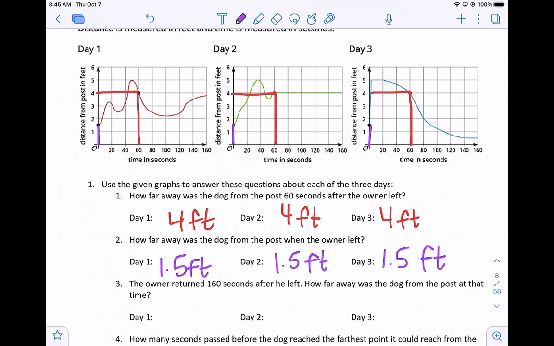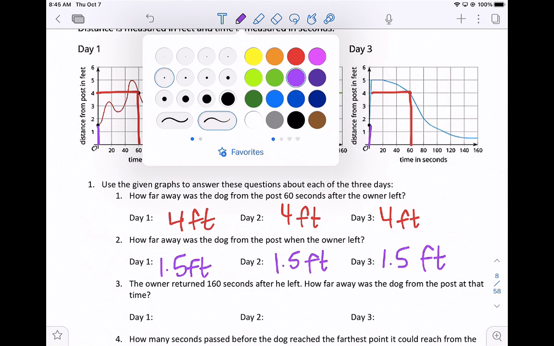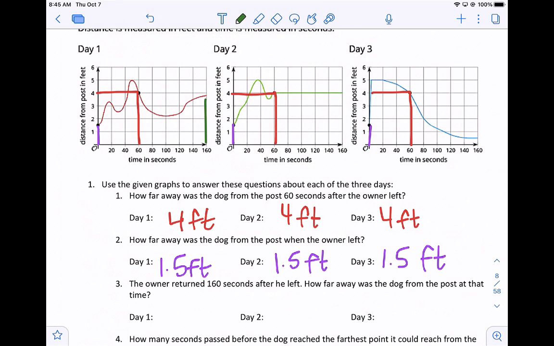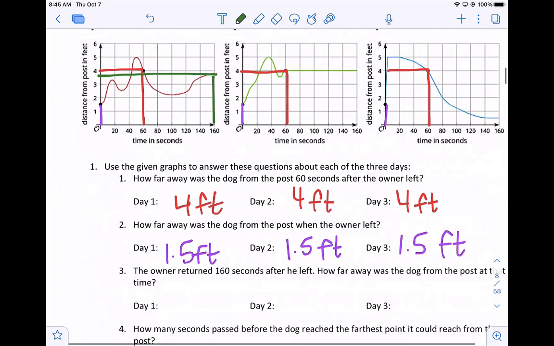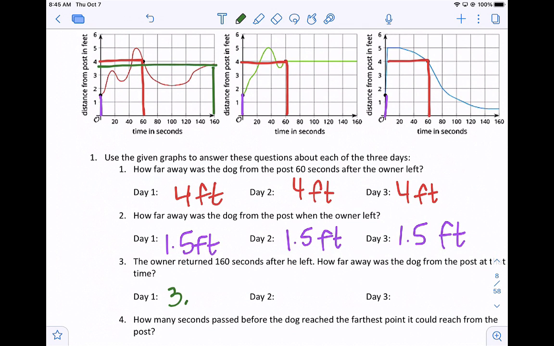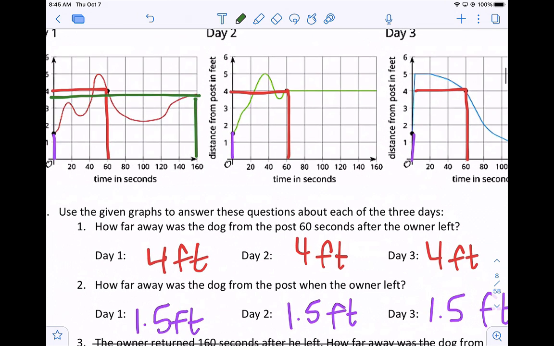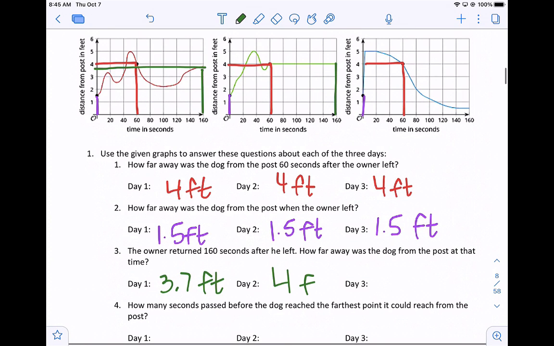The owner returned 160 seconds after he left. How far away was the dog from the post at that time? Okay, so 160 seconds. So we would say for graph 1, estimate maybe like 3.7 feet. For day 2, it would still be 4 feet. And day 3, maybe about half a foot away.